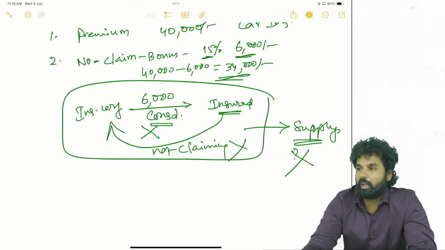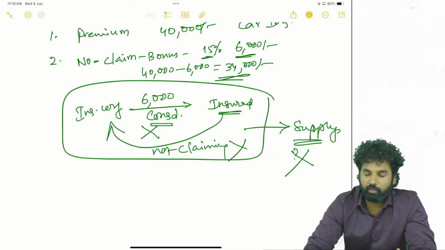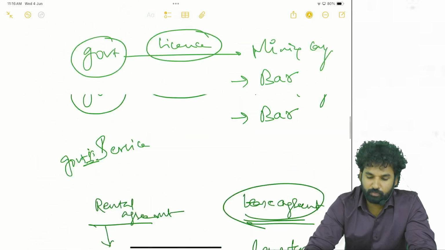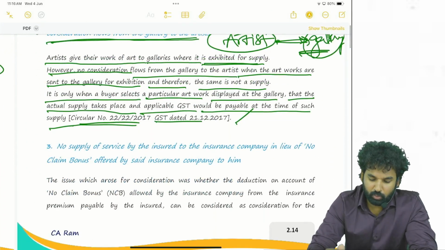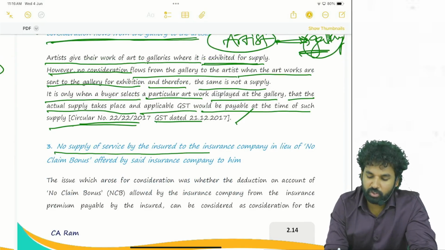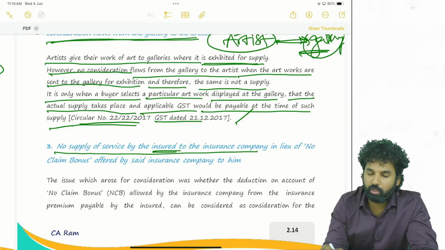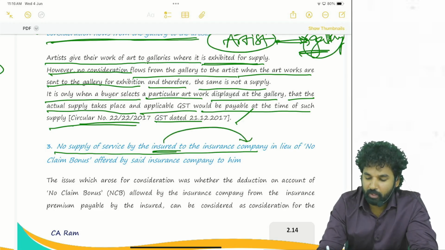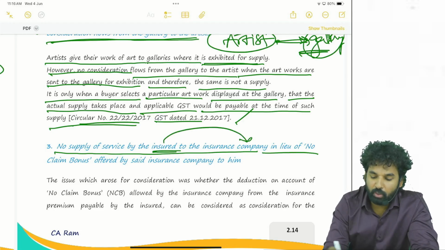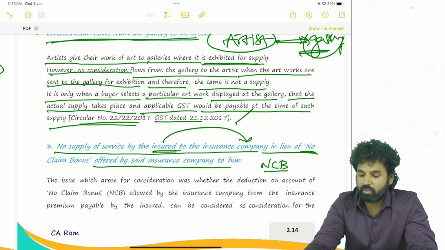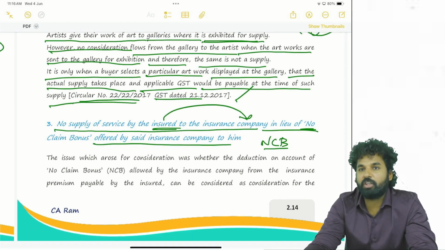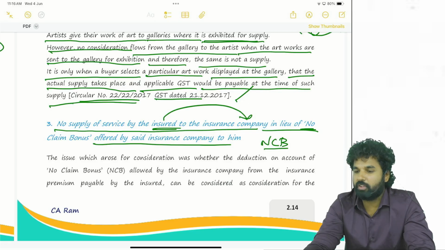This is one more clarification with respect to no claim bonus. You will find it in the text. You can read this. See, there is no supply of service by the insured to the insurance company, that means by the individual to the company, in lieu of the no claim bonus, NCB, offered by the said insurance company to him. No claim bonus will not be treated as a consideration, and not claiming is not a service.